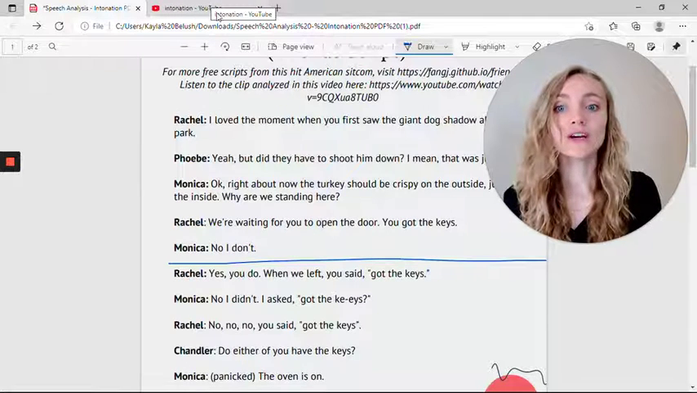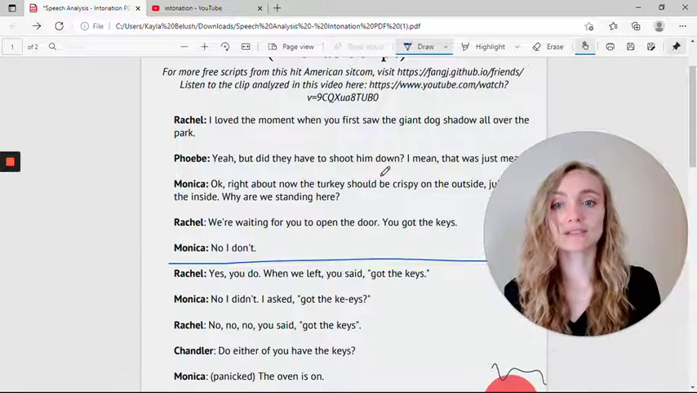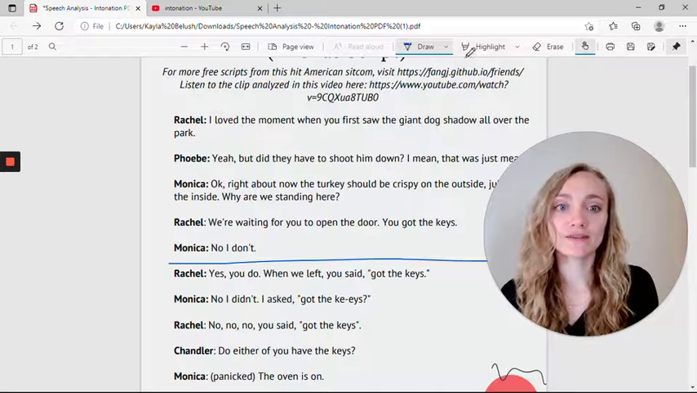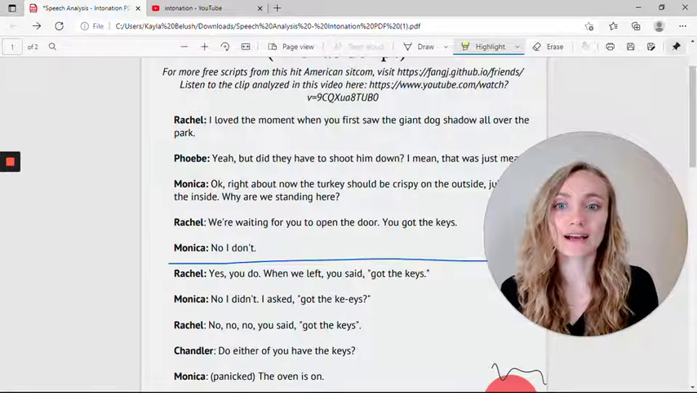All right, so first we are identifying content words. Now, just with the script that we have, we can identify content words, and we're going to highlight them. So loved, right, a main verb, loved.